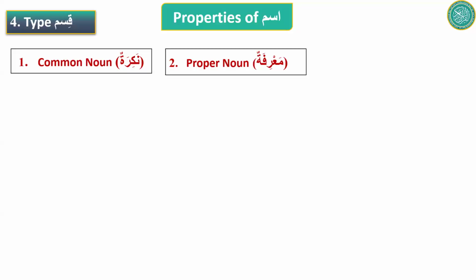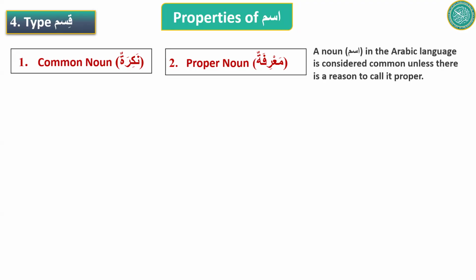The default type of an ism is common noun. To call it a proper noun, it has to have a reason. So when you see an ism and you want to know if it is a common noun or a proper noun, you look for reasons to call it a proper noun. And if you don't see a reason, you call it a common noun. All right. So we will go over the reasons to call an ism proper.